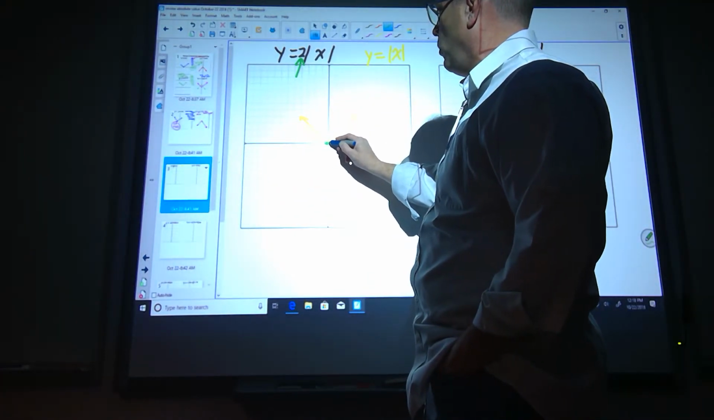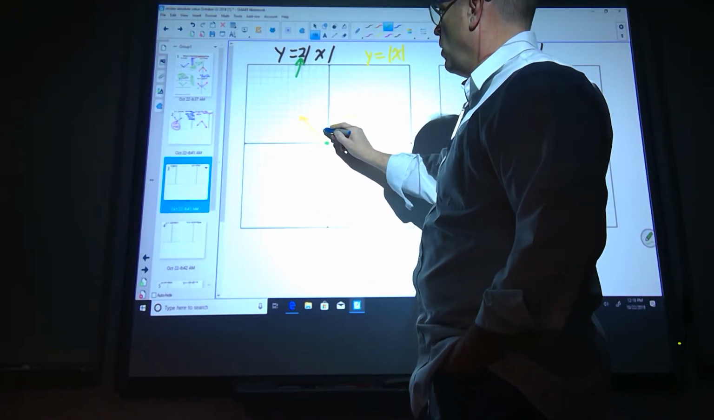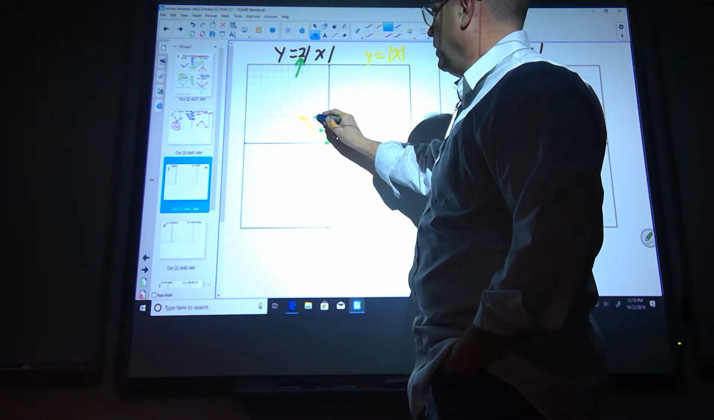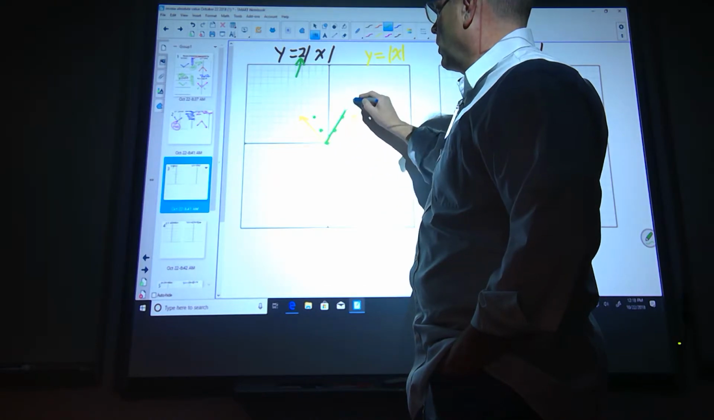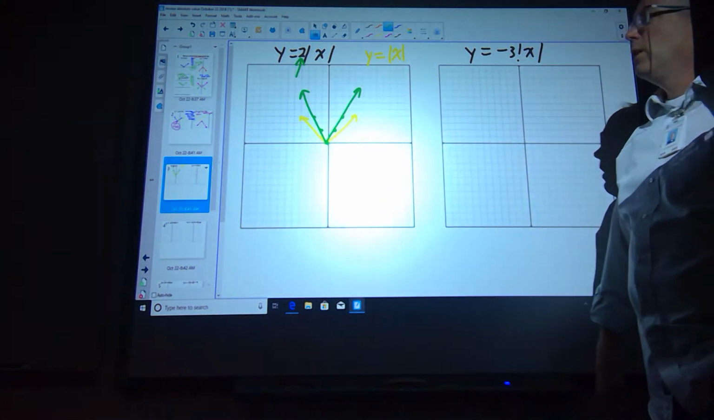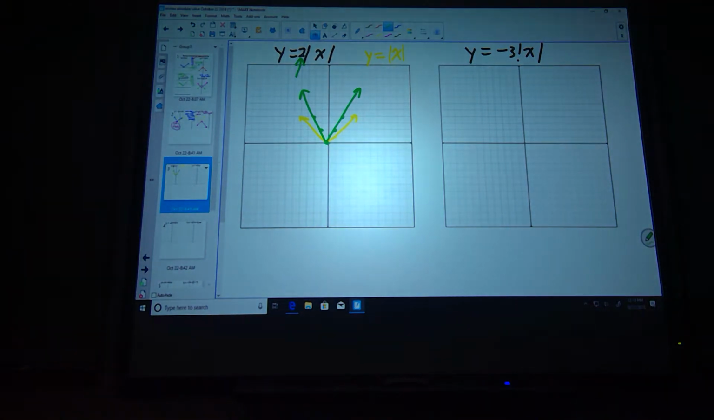It's still the same turning point, but it's growing at a rate twice as fast. Rather than right 1 up 1, left 1 up 1, it's going to go right 1 up 2, left 1 up 2. Give me your verbiage of what you think that green graph looks like in reference to the yellow.